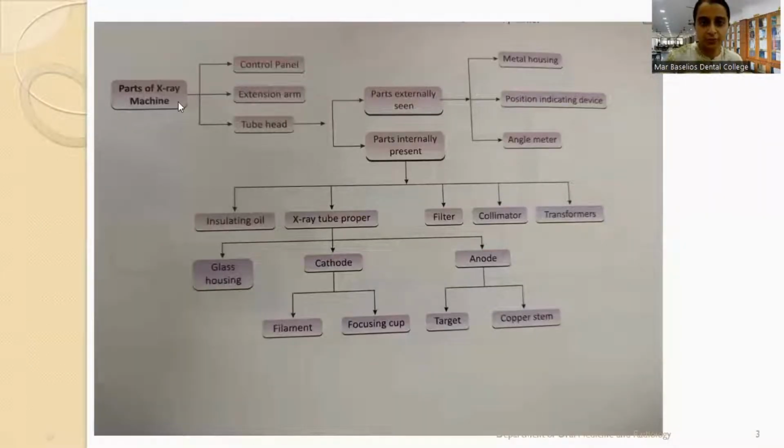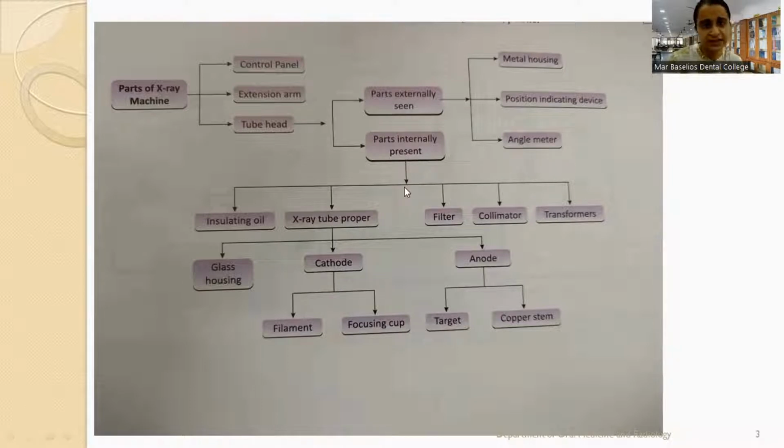Now discussing the parts of the X-ray machine. We already mentioned that it has three parts: control panel, extension arm and the tube head. Now in detail we have to discuss the parts of the tube head. The parts are divided into two: those that are seen externally and those that are seen internally. The parts seen externally include the metal housing of the tube head, the position indicating device and the angle meter to adjust the vertical angulation.